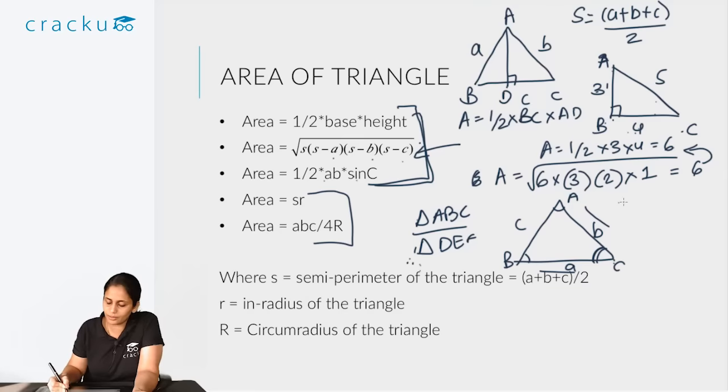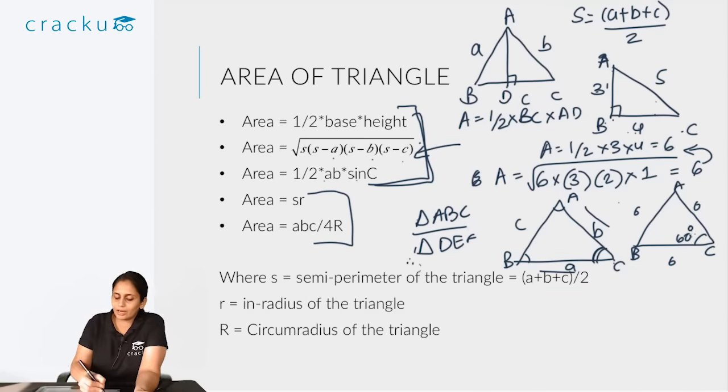So you have half into A into B into sine C. Now if you are not sure whether you have remembered this formula correctly, you can use a simple equilateral triangle. Say equilateral triangle of side 6. Now if this is 6, this is 6, this is 6, and this angle will be 60 degrees.